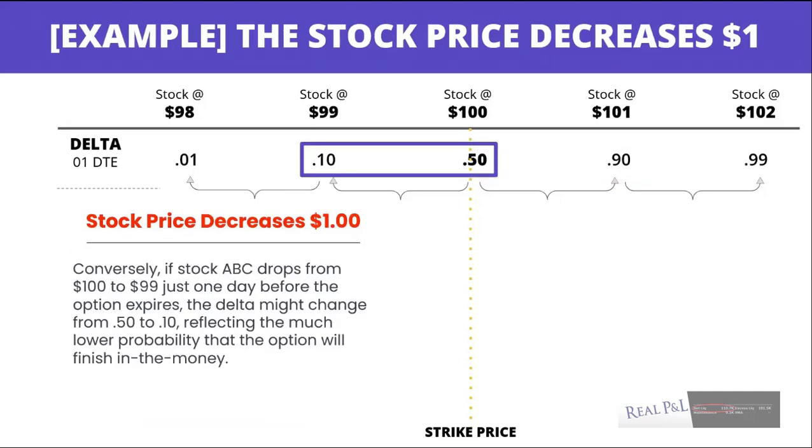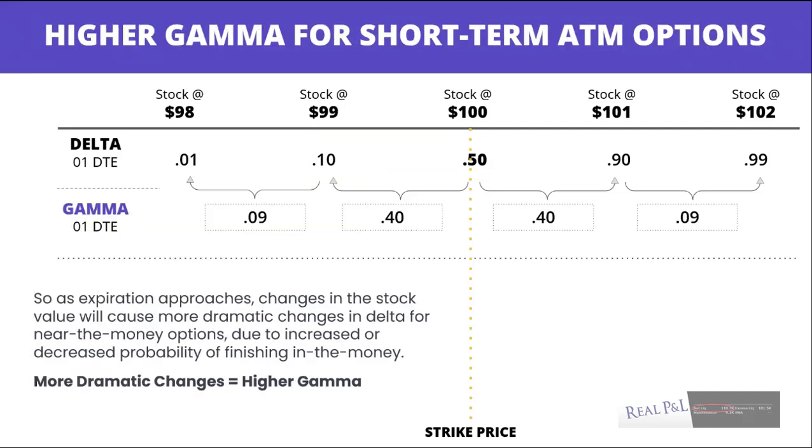Well, what if the stock price decreases by $1? Conversely, if ABC stock drops from 100 to 99 just 1 day before the option expires, the delta might change from, say, 50 to 10, reflecting the much lower probability that the option will finish in the money. So as expiration approaches, changes in the stock value will cause more dramatic changes in delta for near-the-money options due to increased or decreased probability of finishing in the money. So more dramatic changes equals higher gamma.